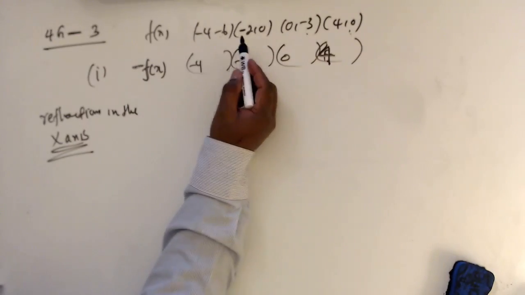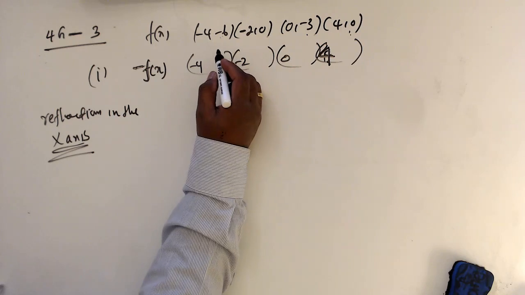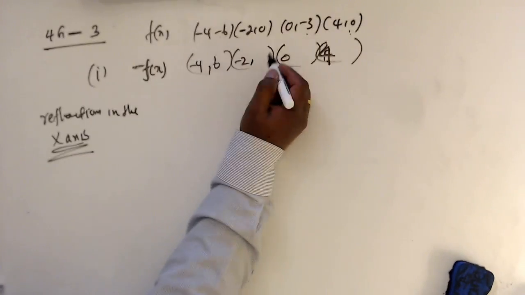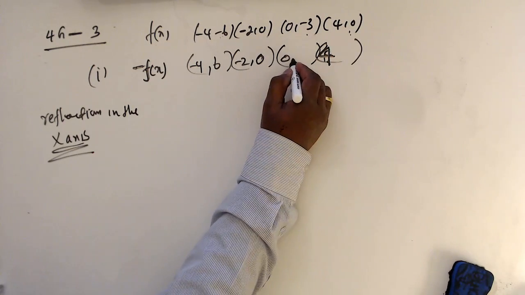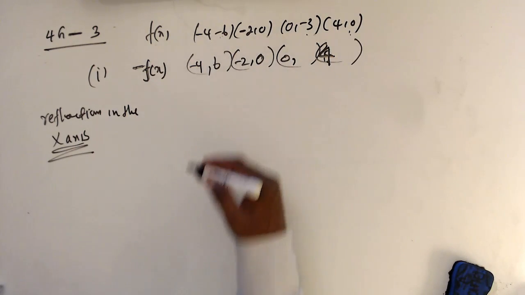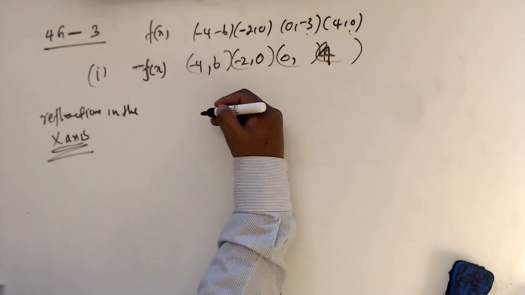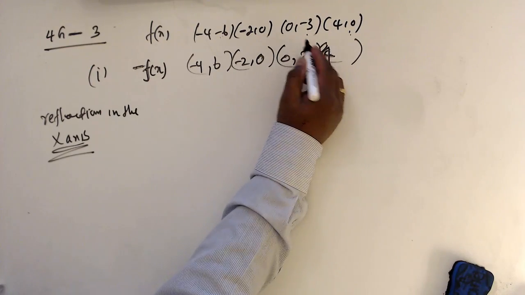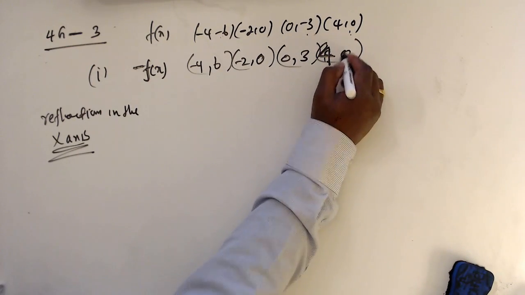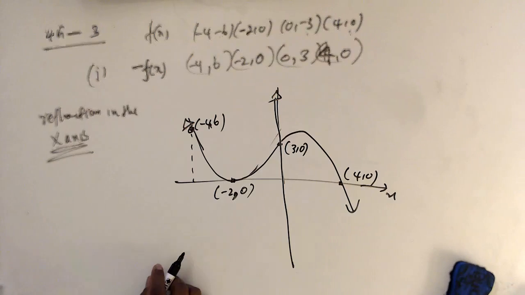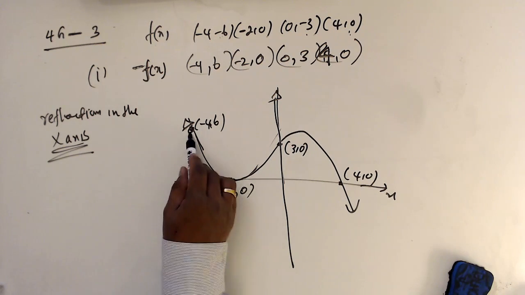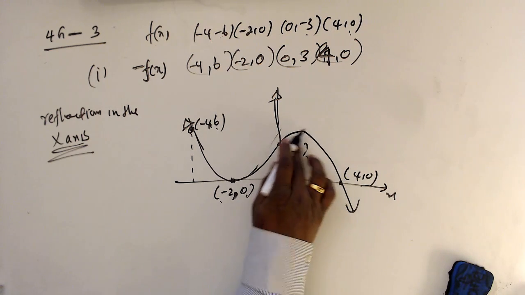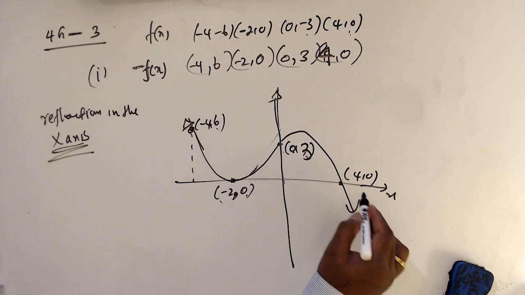Now -6 multiplied by -1 is going to be +6. 0 multiplied by -1 is still 0. That point doesn't change. Right? It means -6 becomes +6. Then -3 becomes +3, and 0 is again 0. So this is the graph: (-4, 6), (-2, 0), (0, 3), and (4, 0).